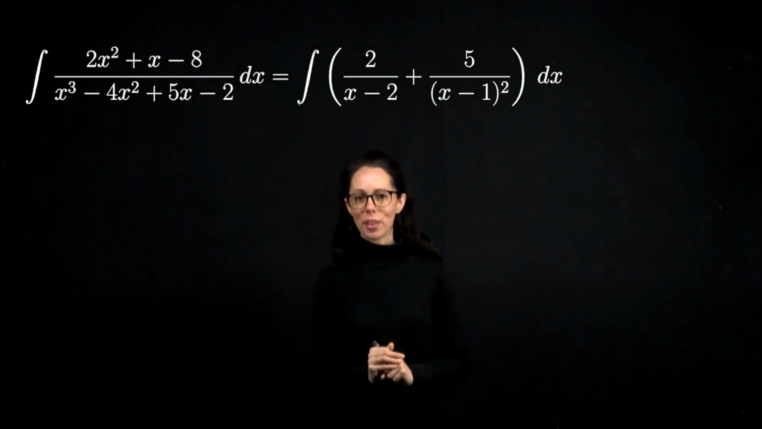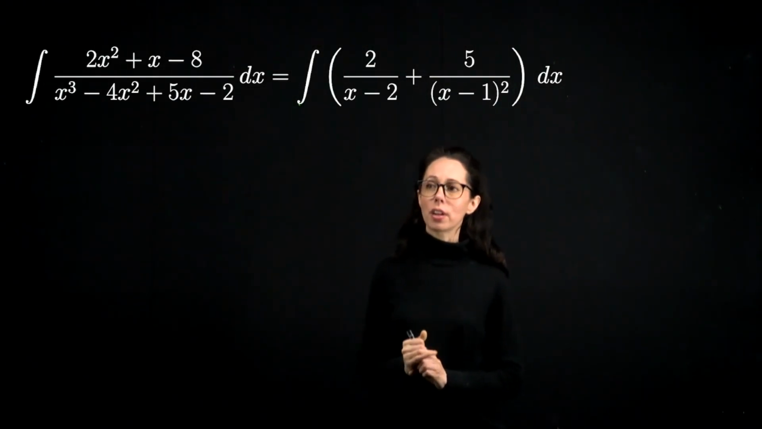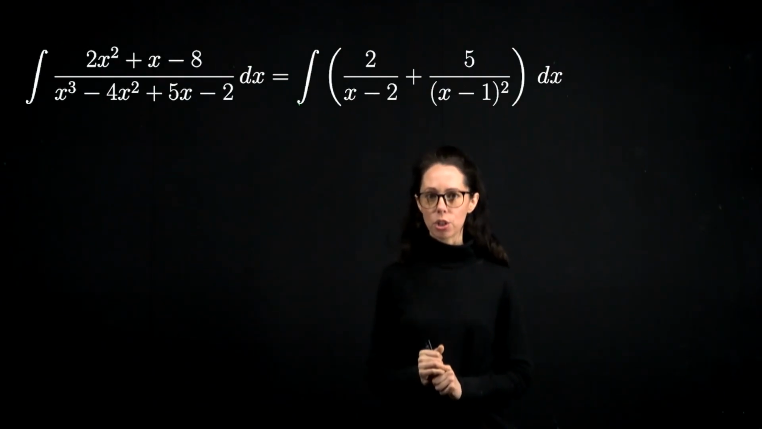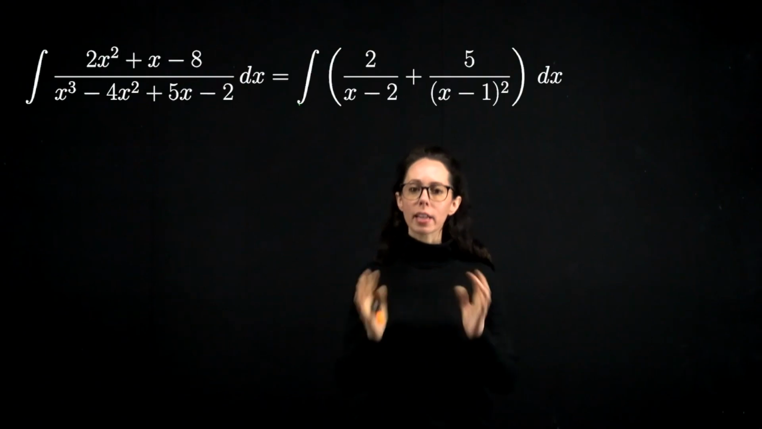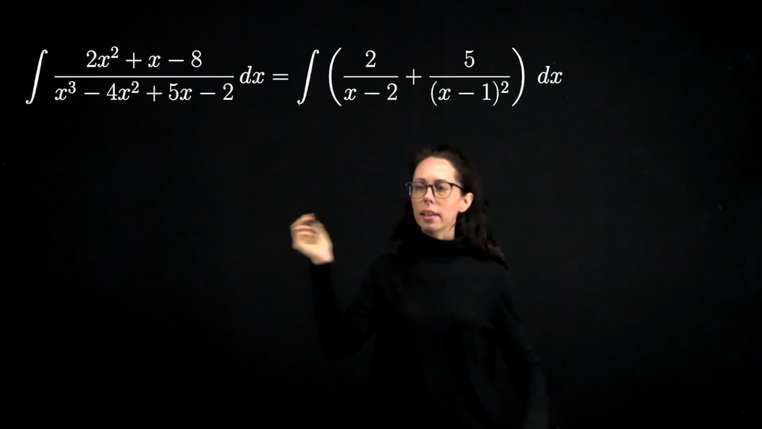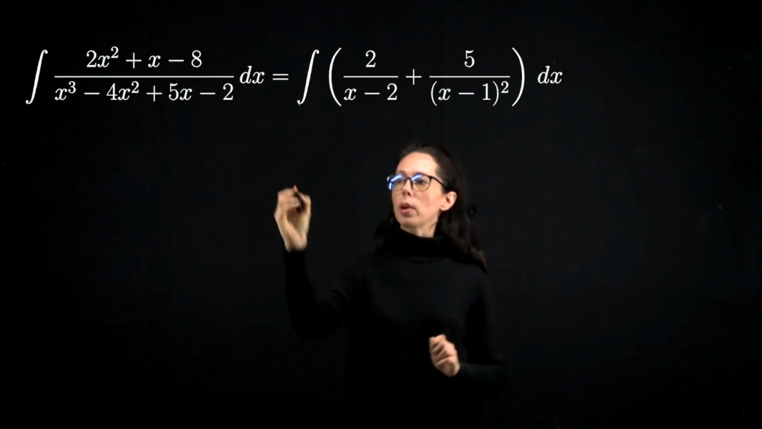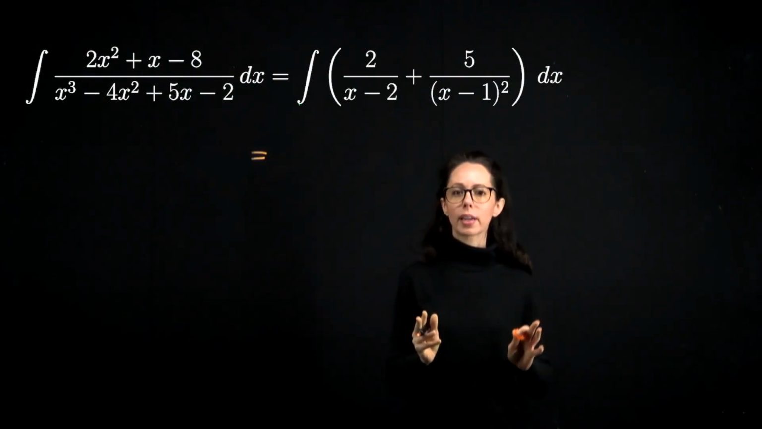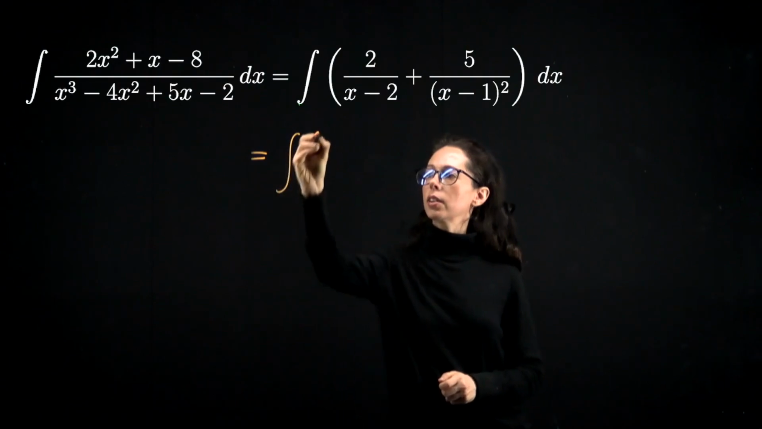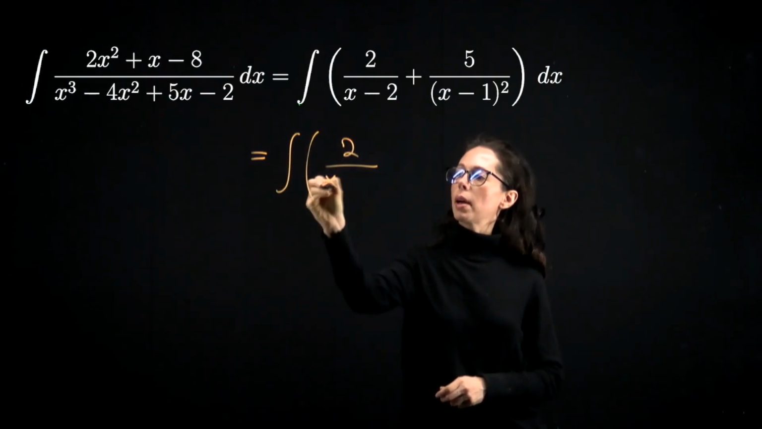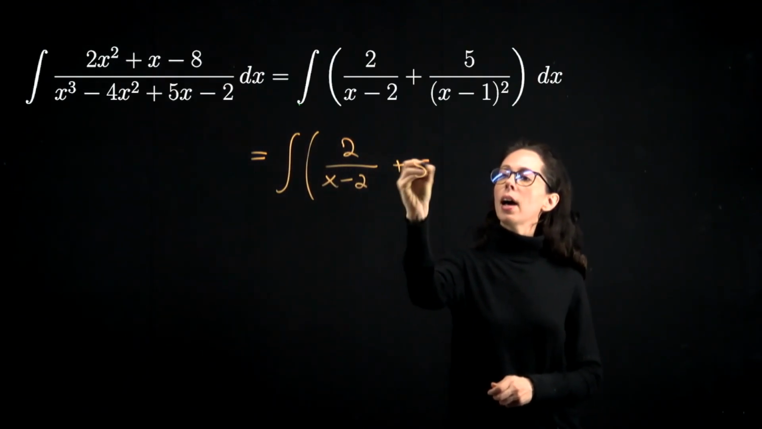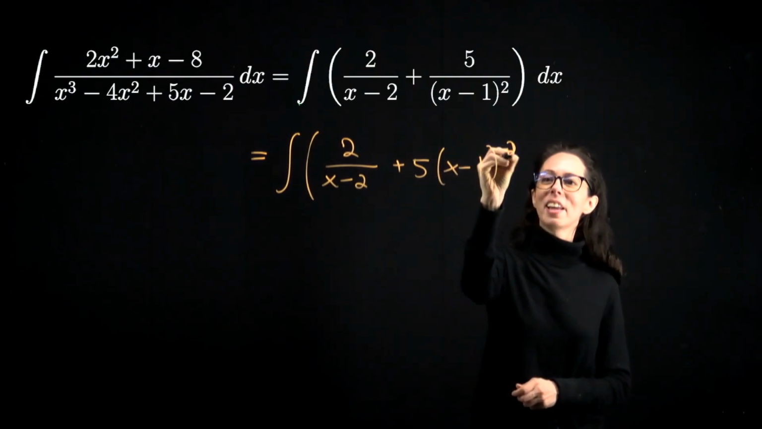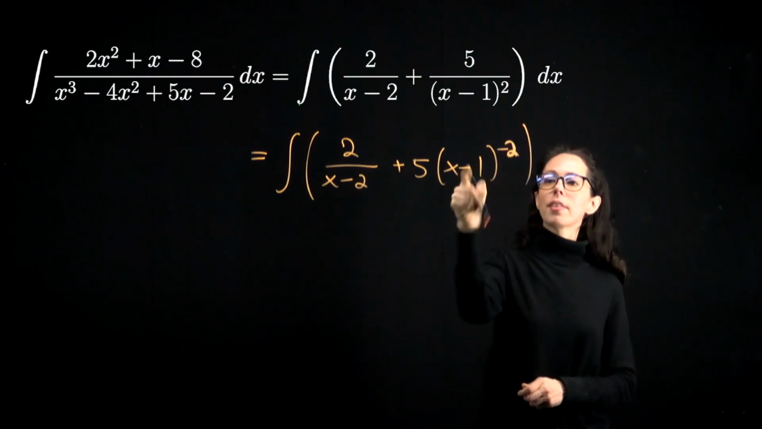And now we're ready to compute the antiderivative of our starting rational function. So what we have here is we just need to integrate 2 over x minus 2 plus 5 over x minus 1 squared. This is ready to go. I'm just going to rewrite this one time so that you can see the second term a slightly different way if you don't immediately recognize how to antidifferentiate that. So this is the integral of 2 over x minus 2 plus 5 times x minus 1 to the negative 2. So this is just a power rule.